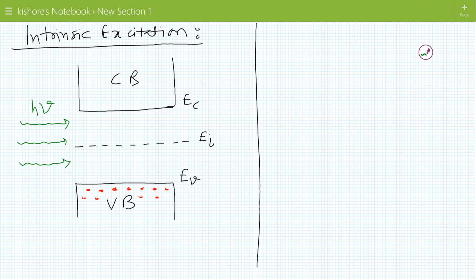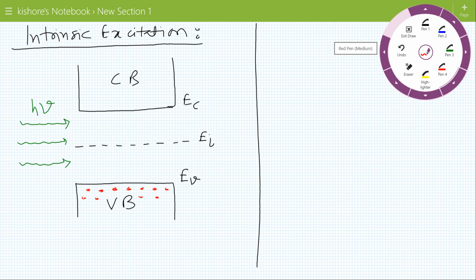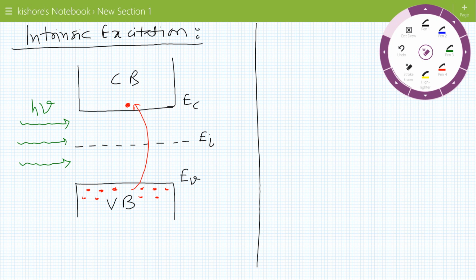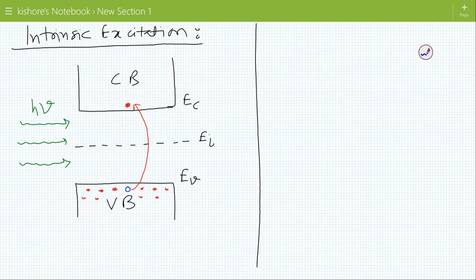If radiation falls upon the semiconductor, then electrons in the valence band jump into the conduction band due to this optical energy, and this will create a hole in the valence band. So this is basically generation of electron hole pair through light. Now this energy of light should be greater than the forbidden energy gap. Then only an electron from the valence band can jump into the conduction band.